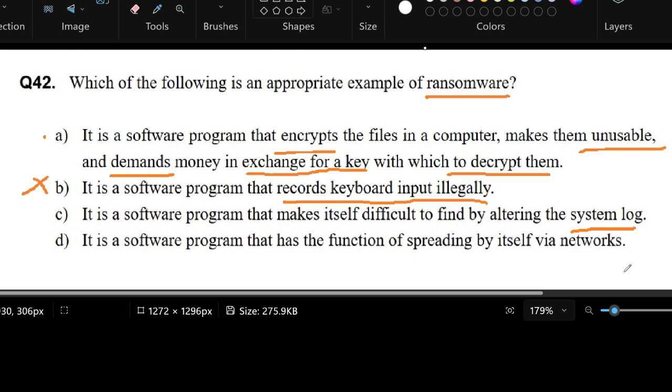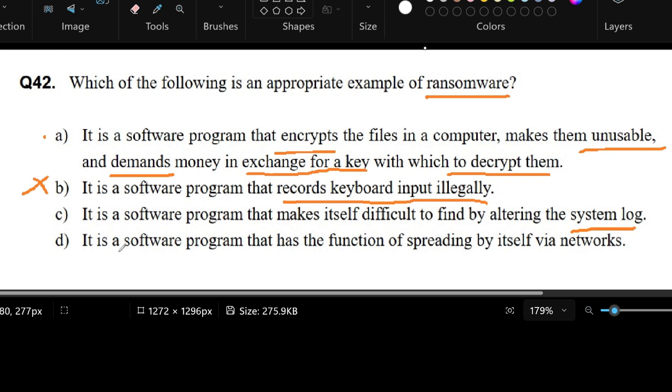But the idea is that a software program can have several functions, like spreading itself and being difficult to delete. That's a combination. And the other one is letter C, where it's difficult to find, and the other function is it deletes other files. So that's also a combination. A lot of variations with software programs that cause system inefficiency.